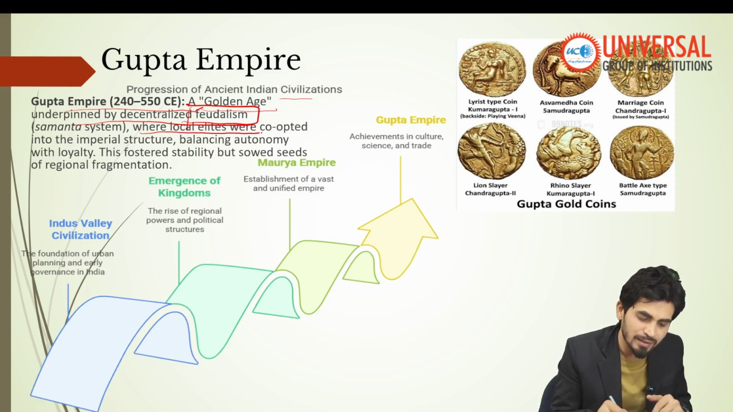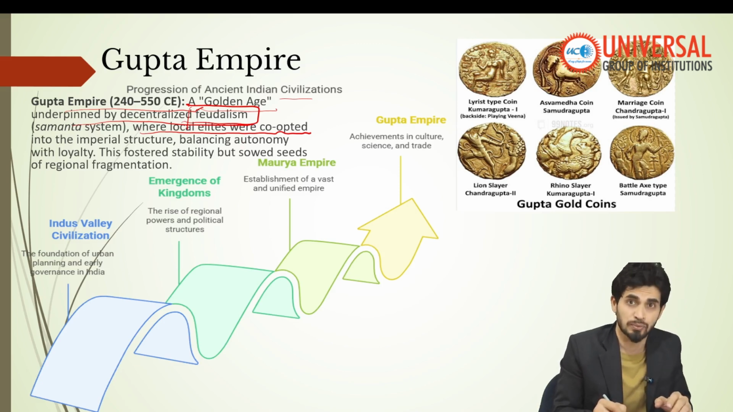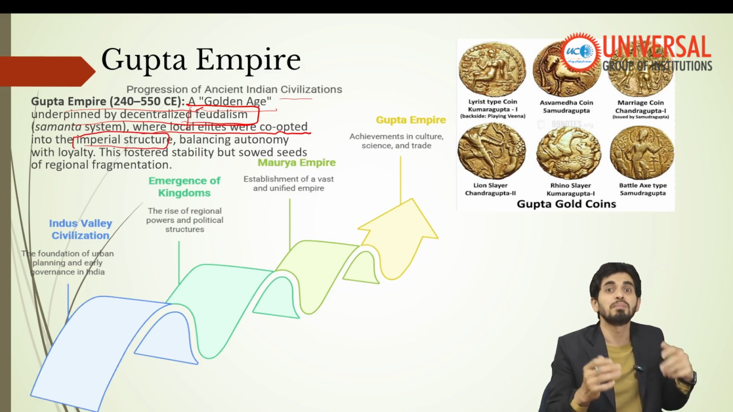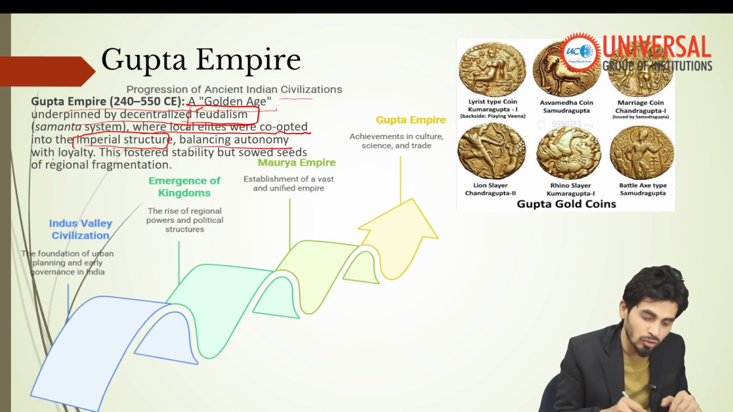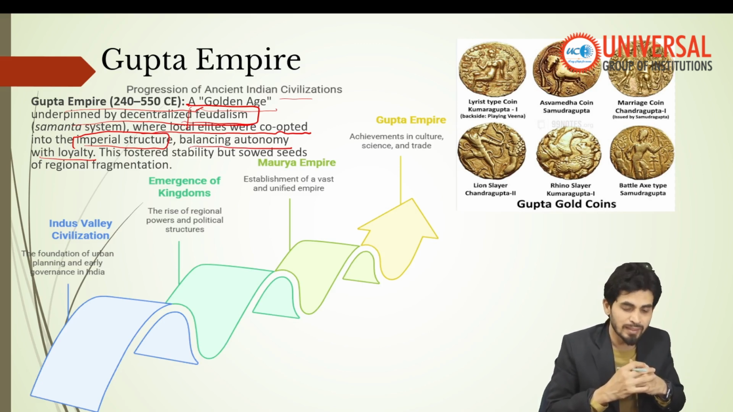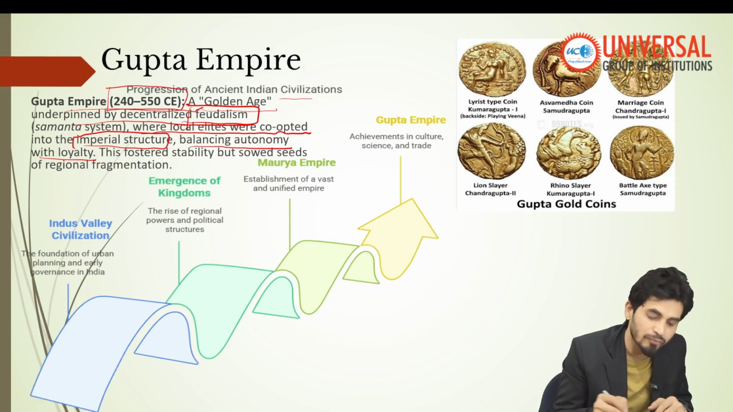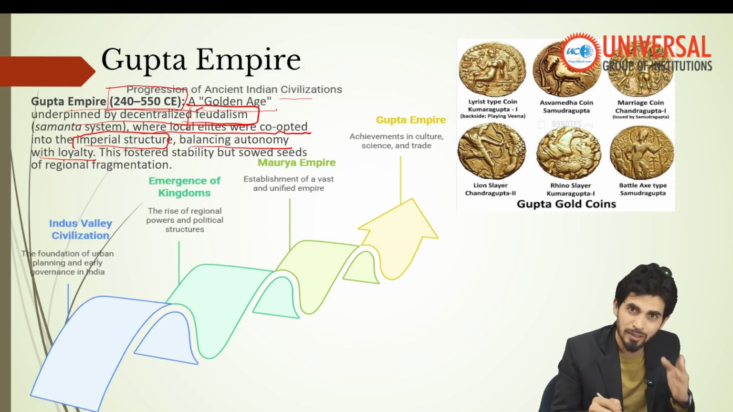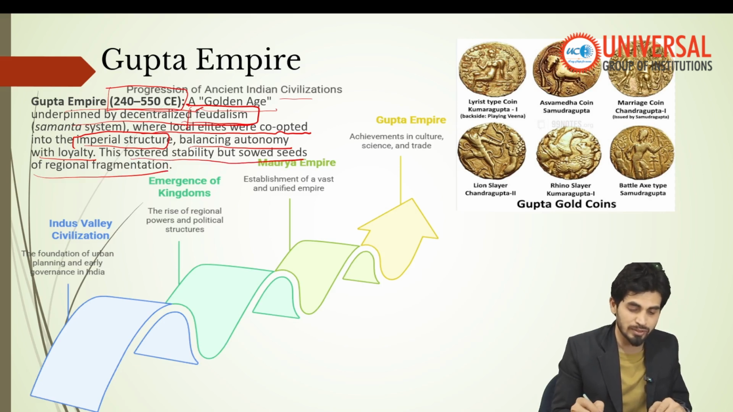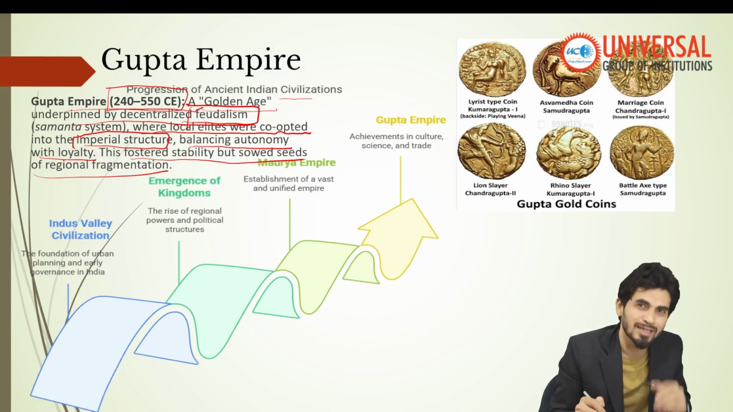And in the Gupta Empire, look at the political system that was established, where local elites were co-opted into the imperial structure. That means the local elites started becoming imperial in nature, balancing autonomy with loyalty. That means they had autonomy as well as loyalty towards their people. This was the political structure that you see in the Gupta Empire, and the time period of it is 240 to 550 CE or AD. This fostered stability but sowed seeds of regional fragmentation. So regional fragmentation started taking place in India during the Gupta Empire. That's what you need to understand.